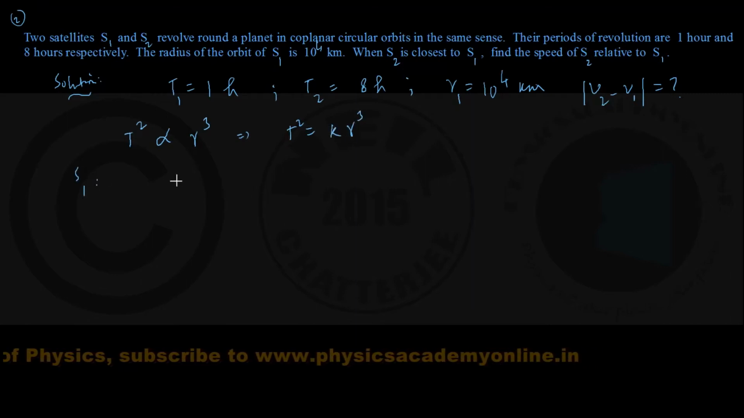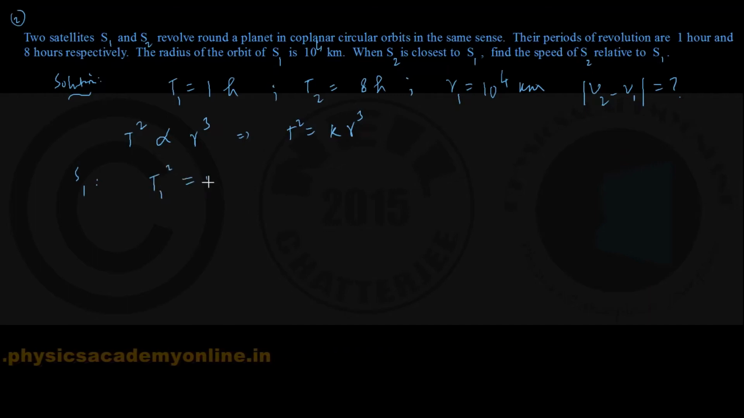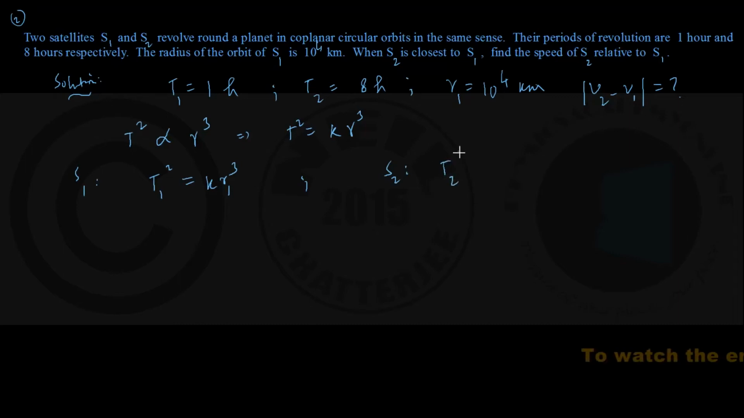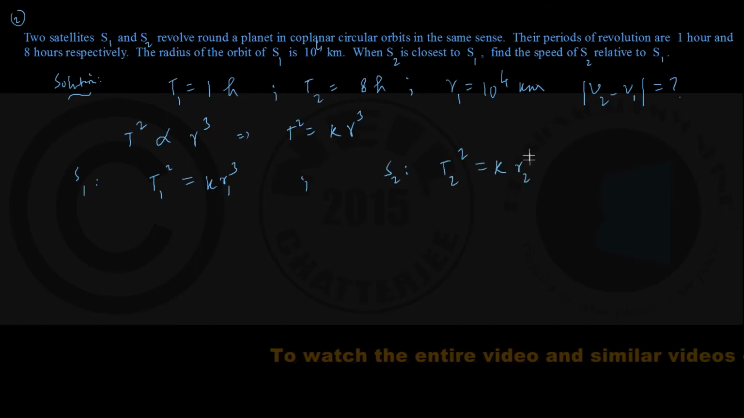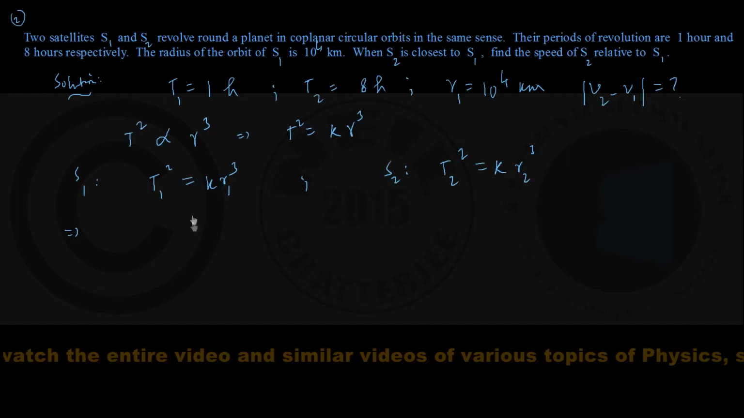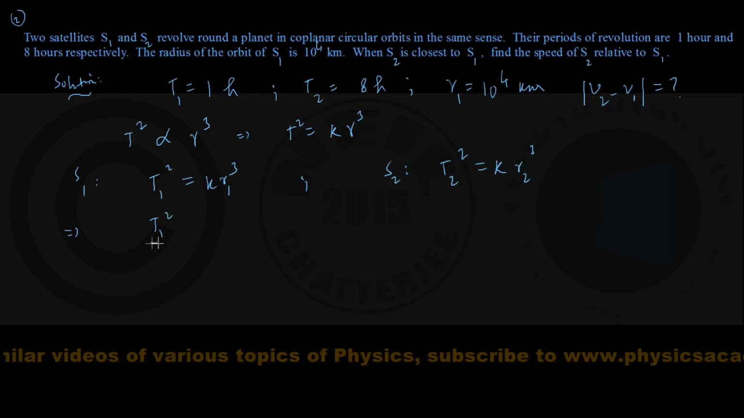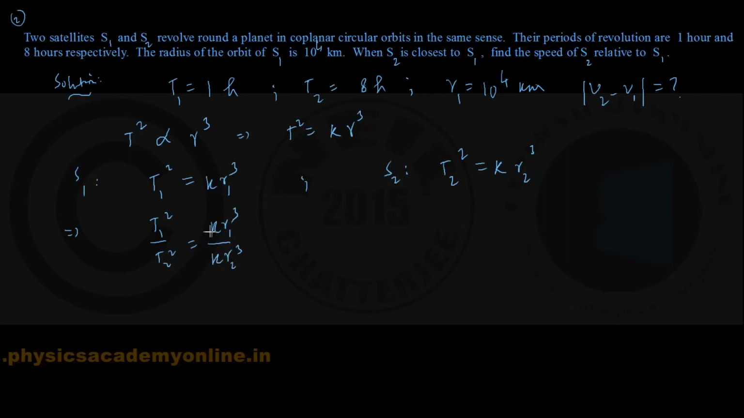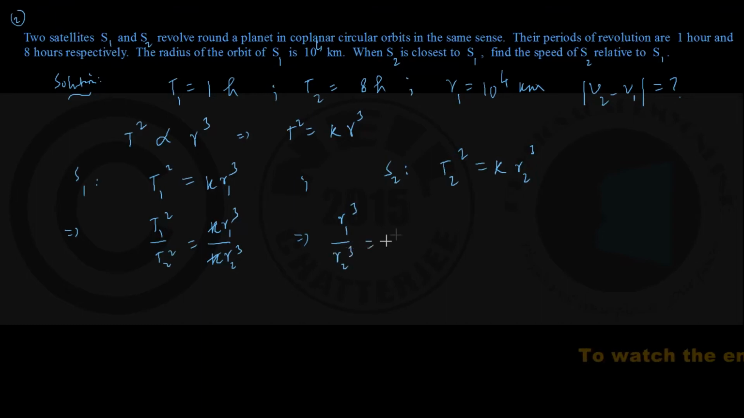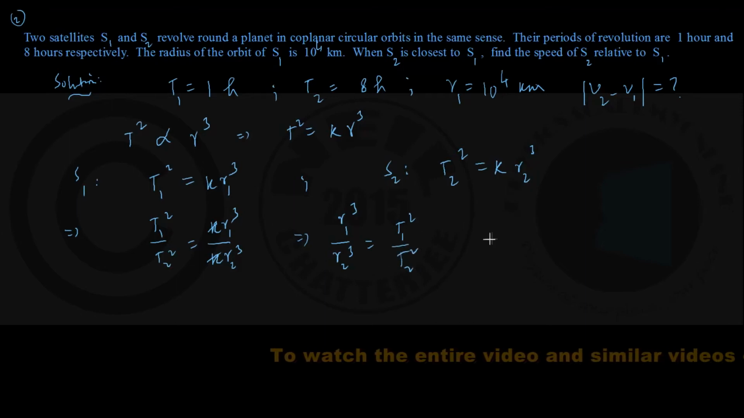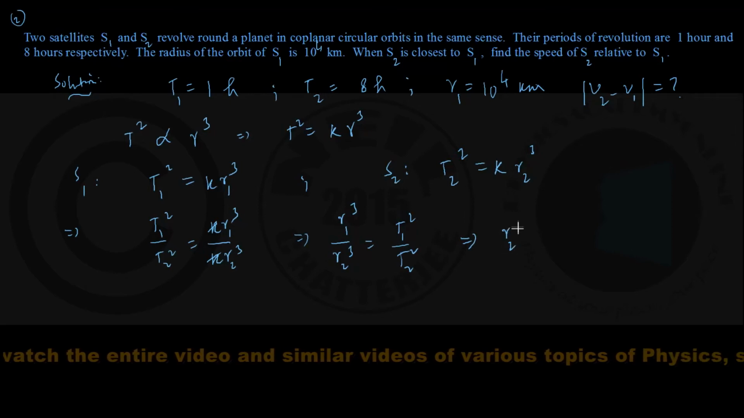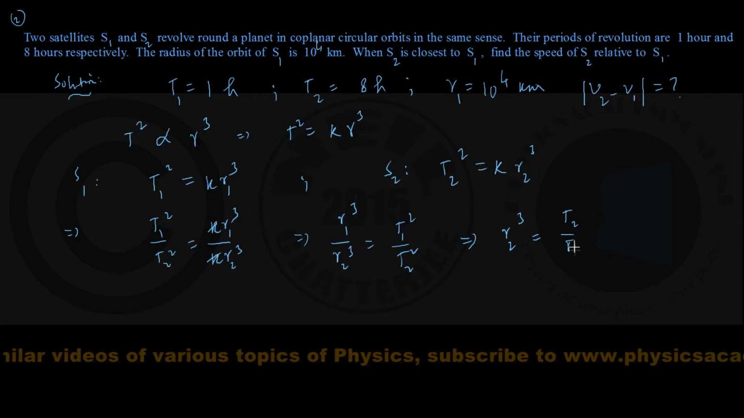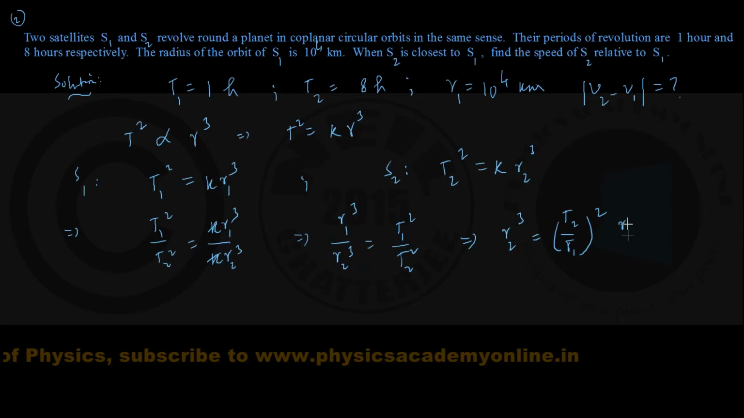For satellite S1, we might write down the time period T1 square is equal to K into R1 cube. And similarly, for satellite S2, time period T2 square is equal to the same constant K into R2 cube. Therefore, taking ratios of these two equations, we get T1 square by T2 square is equal to K into R1 cube by K into R2 cube. The K's cancel out, and you get R1 cube by R2 cube is equal to T1 square by T2 square. A little bit of rearrangement: R2 cube is equal to T2 by T1 whole square into R1 cube.